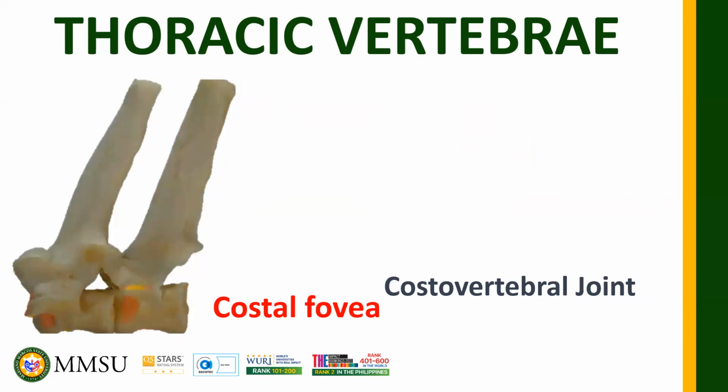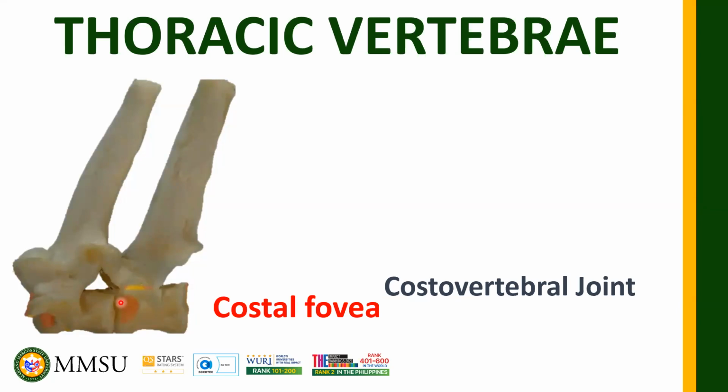Now, meron din tayong tinatawag na costal fovea. Ito naman is usually ganun din. It is designed to articulate with the heads of the ribs, forming etong costovertebral joint. So in terms of rib articulation, yung costal fovea, shallow lang sila. Okay? They are usually shallow concave depressions that are being found on the lateral sides of the vertebral bodies of thoracic vertebrae. Okay? So parang each costal fovea is associated with a specific rib.